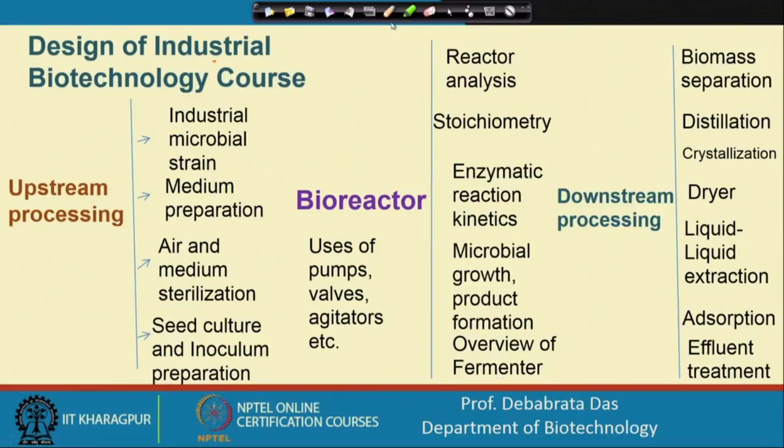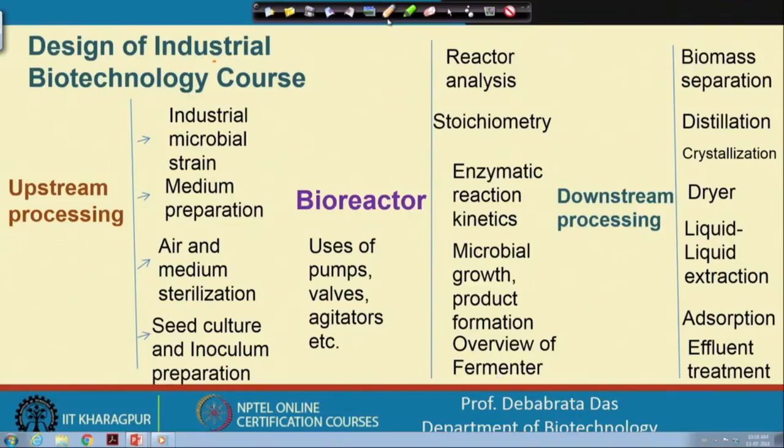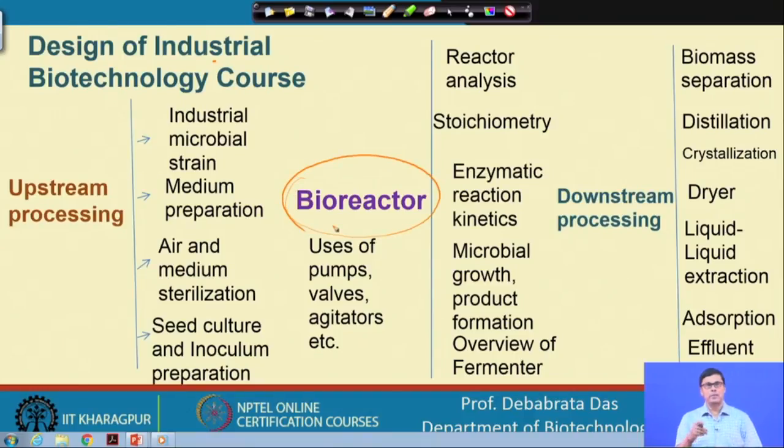If you look at it, I told you that any industrial biotechnology course has three parts. One is the bioreactor. Bioreactor is the central part where the biochemical reaction takes place and we get our desired product. Now, before running this bioreactor, we require some kind of prerequisite, that is the upstream processing. Upstream processing means that you have to have the industrial microbial strain.